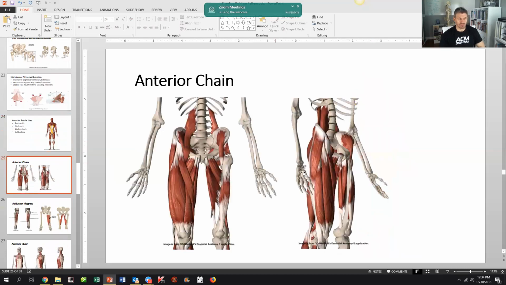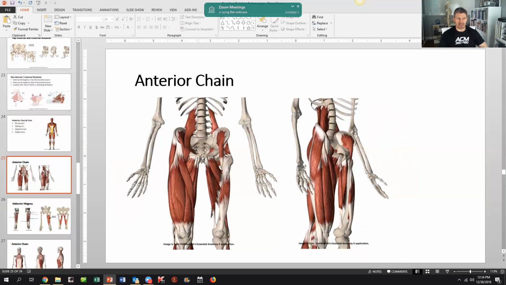The anterior chain, we were talking specifically about the lower extremity, but again, the psoas here on the lumbar spine and iliacus of the pelvis pass through that mid-range of the body, connecting the torso or the spine to the pelvis.